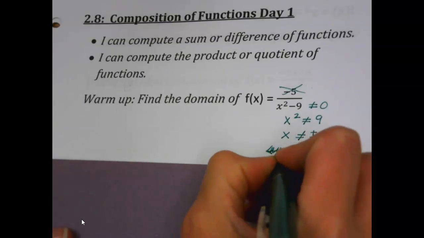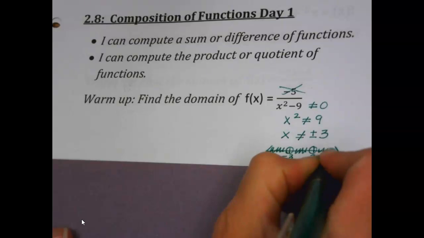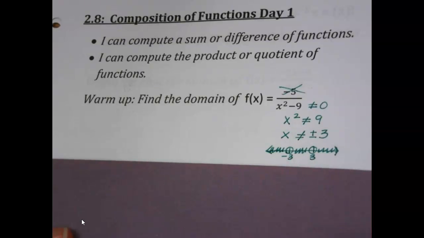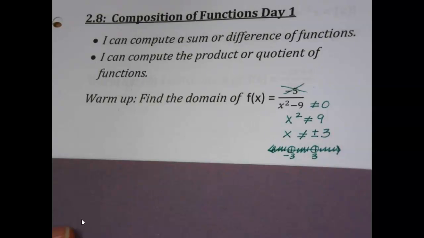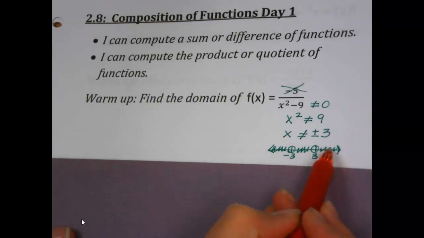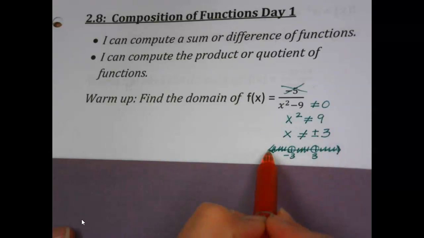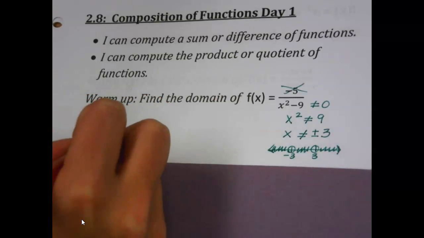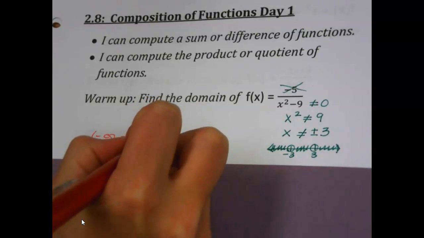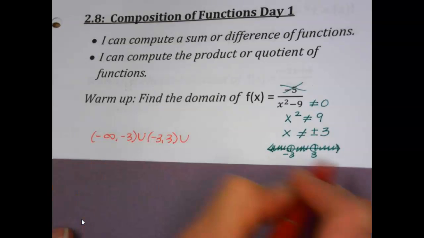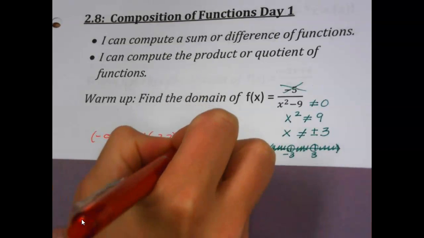So it can be anything to the left, anything in between, and anything to the right, but it cannot be those two numbers. So when it asks us to find the domain, it almost always wants us to put it in interval notation. So how do we write this in interval notation, excluding negative 3 and 3? Well, we just do 3 separate pieces, 3 different intervals. So negative infinity all the way to negative 3. Then in between, negative 3 to 3. And then 3 to infinity.